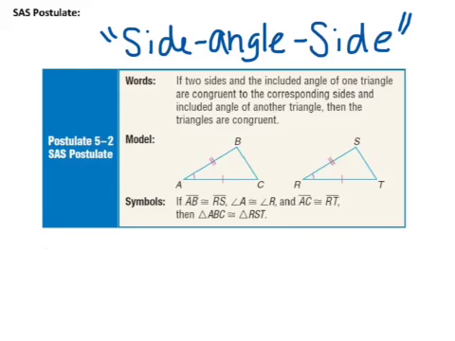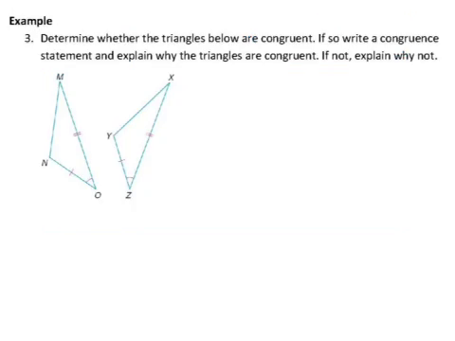So let's look at our visual here. We have triangle ABC and triangle RST. Angle A is the included angle of segment AB and AC, and angle R is the included angle of segment RS and segment RT. Therefore, we may conclude that these 2 triangles are congruent to each other based on our postulate. Let's put this postulate to use by looking at this example.